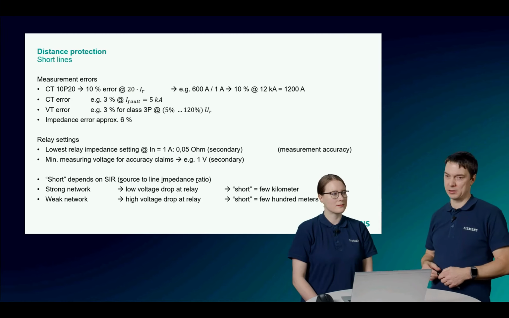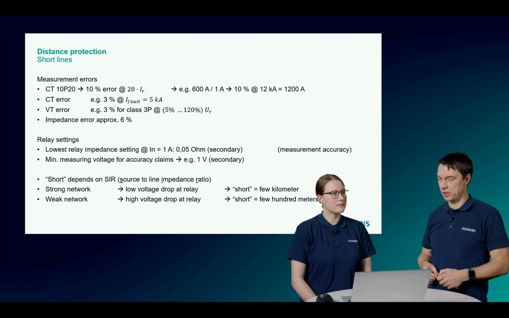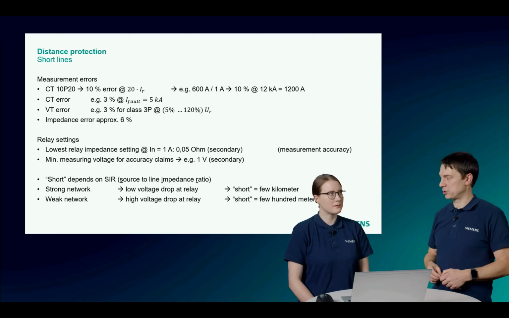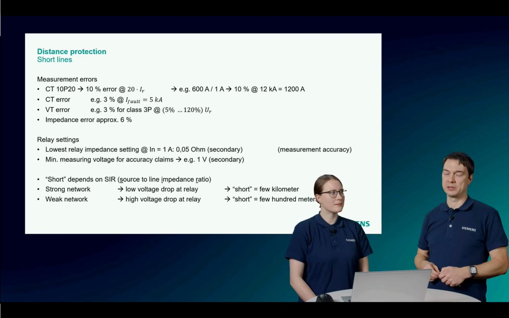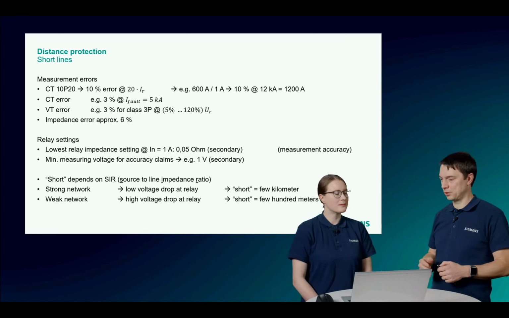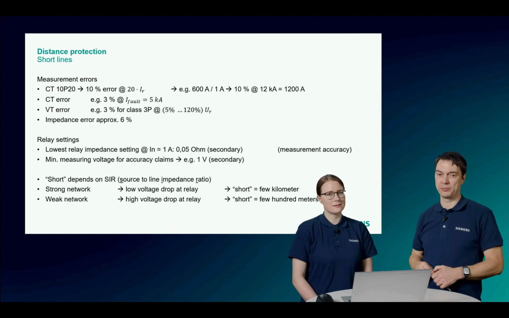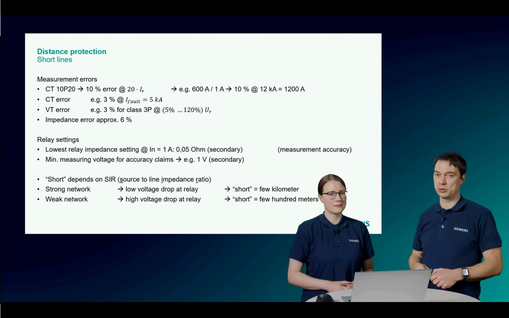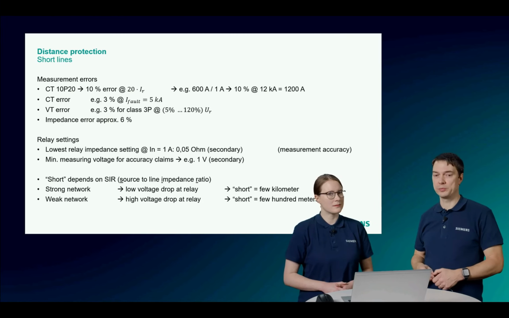But also the relay settings are a limitation, because the relay needs a minimum measuring voltage for its accuracy claims. And for the ZProtect 5 series this is about 1 volt secondary. And also the lowest relay setting impedance is a limiting factor. So you will end up at a few kilometers in practical application where the line counts as a short line. And this also depends on the source to line impedance ratio, often used as the SIR.